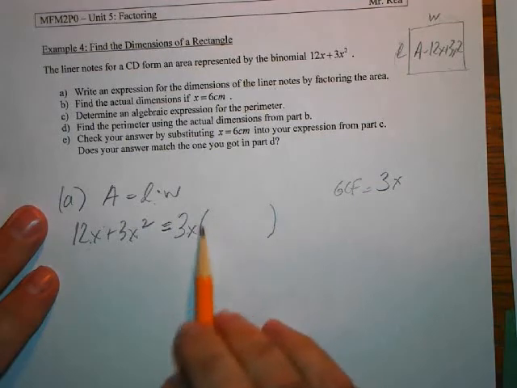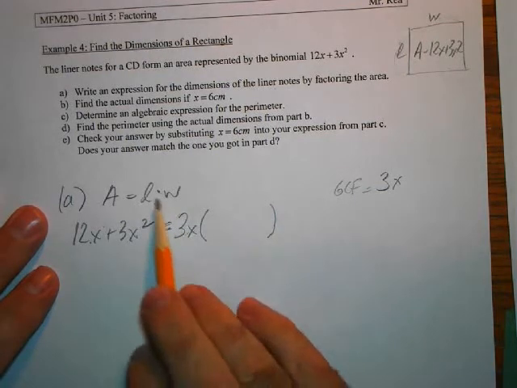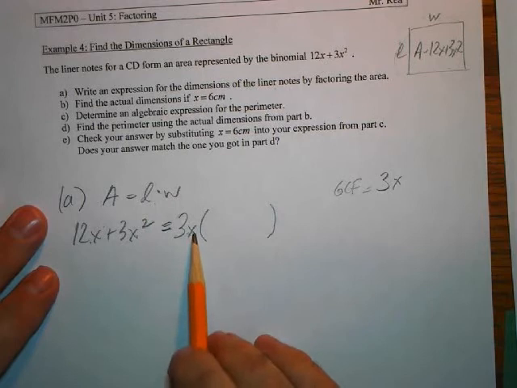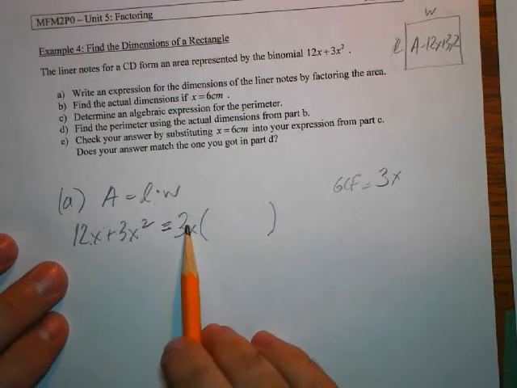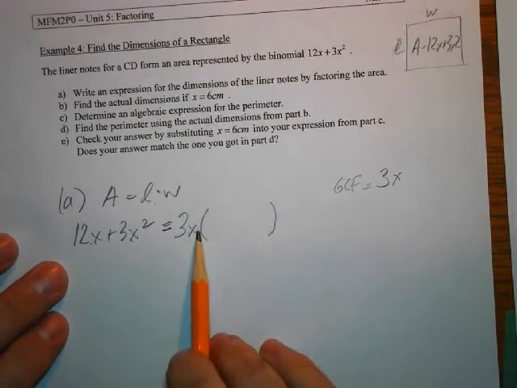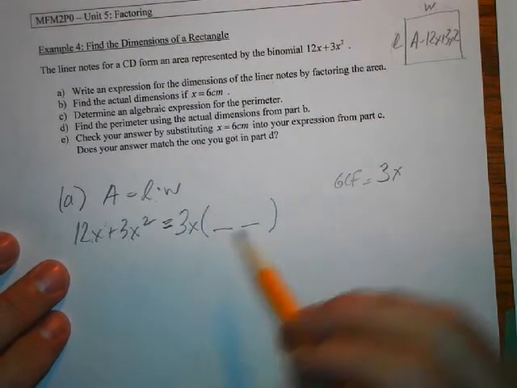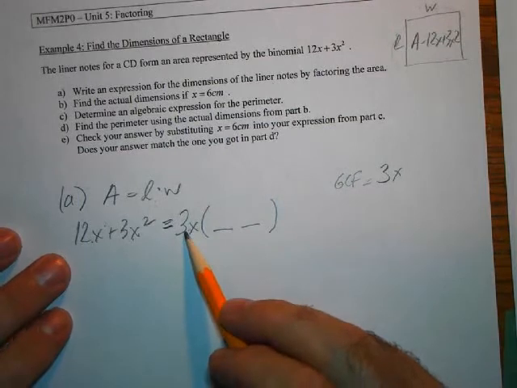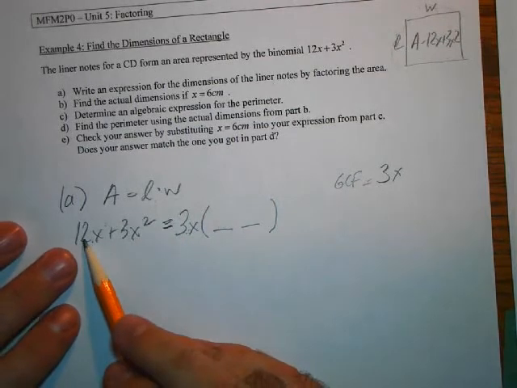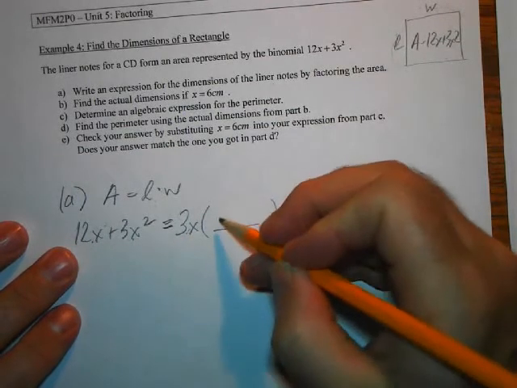So what should go in here if the one dimension is 3x? This is where we finish off our common factoring. It's going to have two terms here because this has two terms. What do I multiply 3x by to get 12x? Well, that would be a 4.